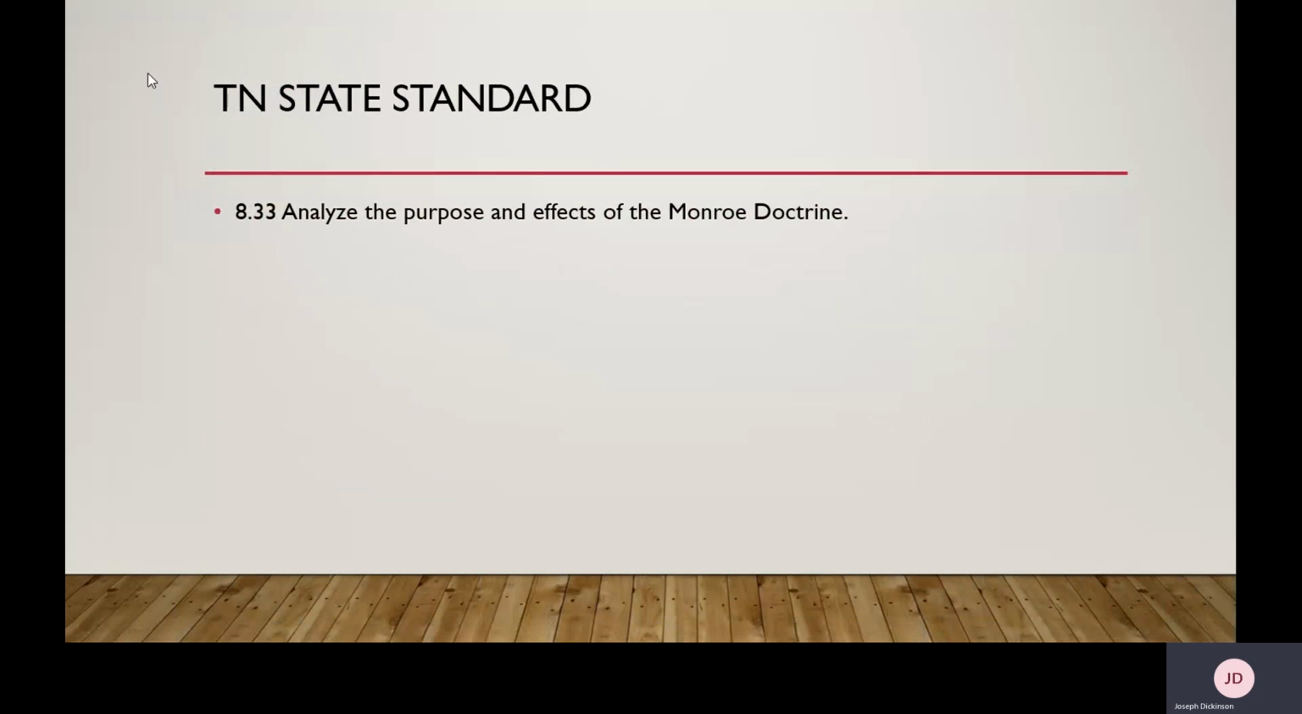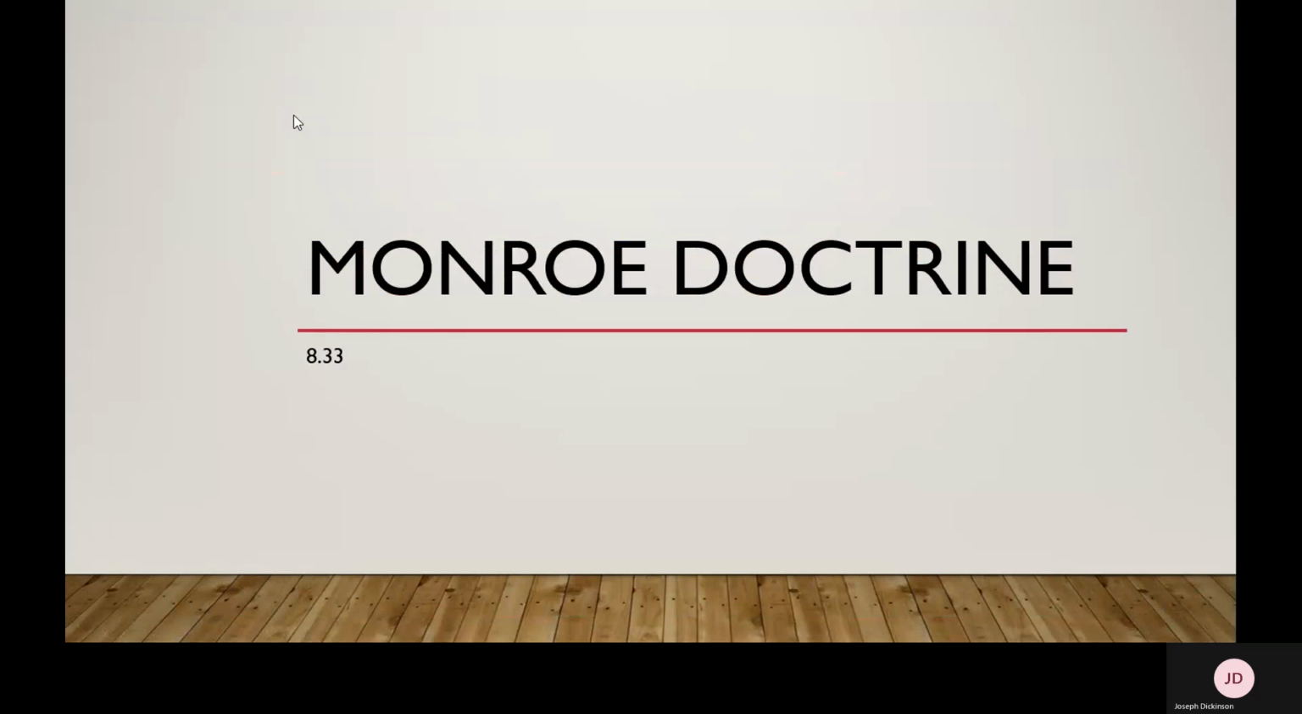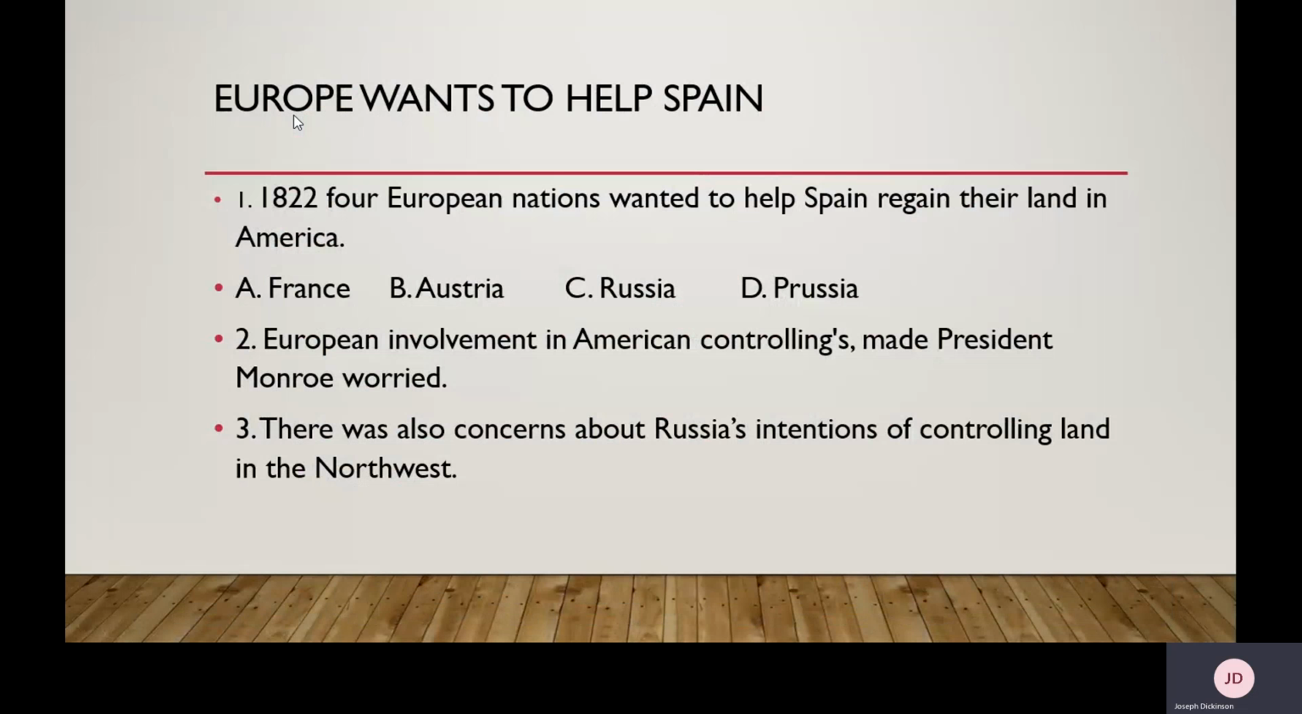So just so you're tracking this, I'm going to back up. This is what they mean by land in the Northwest. They're afraid that Russia's going to come in and try to take all of it. We're worried that these countries are going to help Spain get their land back, as well as Russia get the Oregon country.